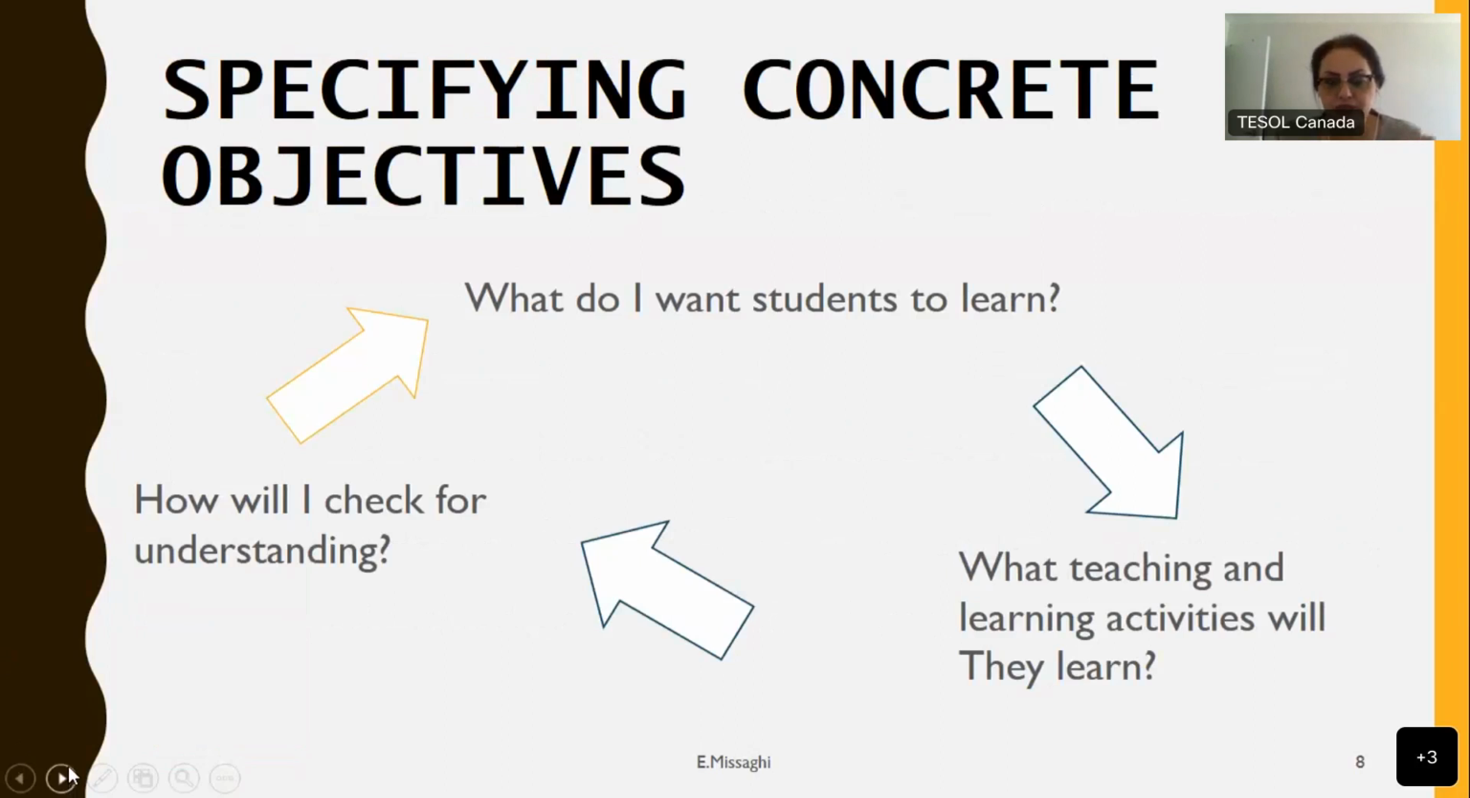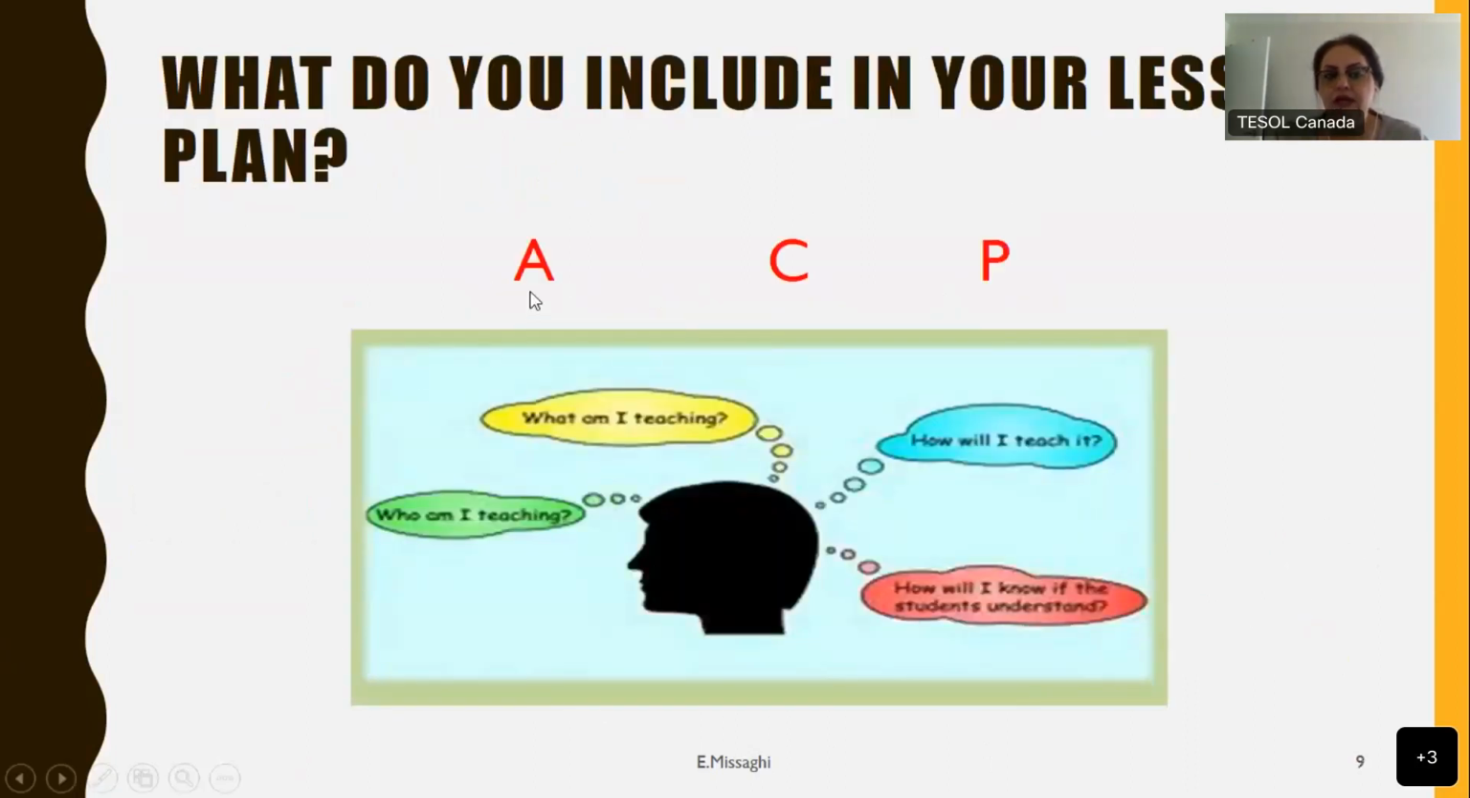So in other words, we can say: what do I want my students to learn? What teaching and learning activities will they learn through? And how will I check their understanding? We call it ACP: aims, content, process. This is what your whole lesson plan is about. Aim, content, process.